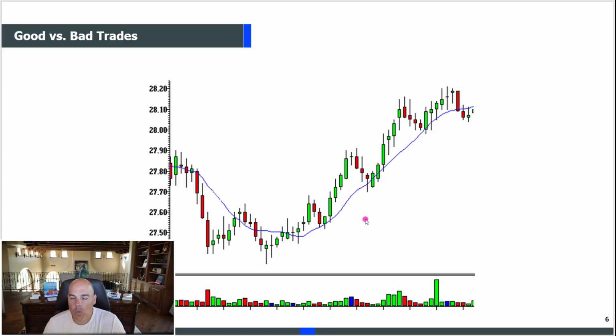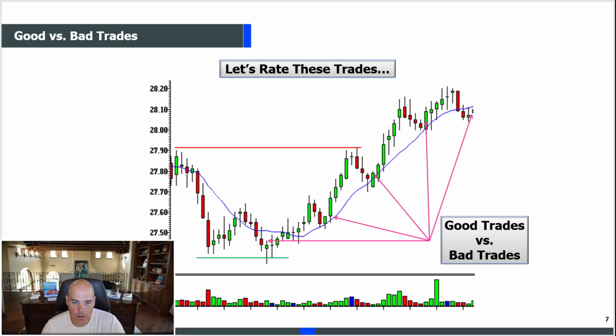So this is what I want to talk to you guys about today: the quality of the patterns you're taking is very important. So take a look. Let's rate these trades. We have 1, 2, 3, 4, 5 pink arrows here. Good trades versus bad trades. So let's start with number 1. Let's start with this one to the left, all the way on the bottom here.